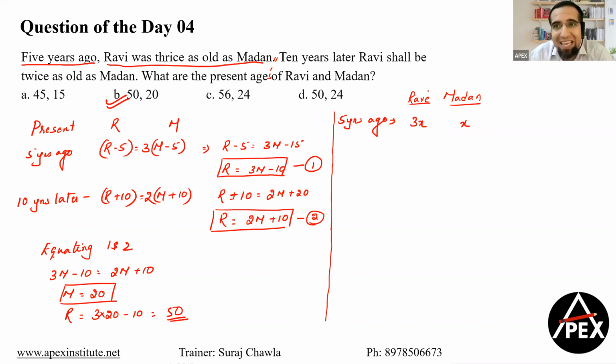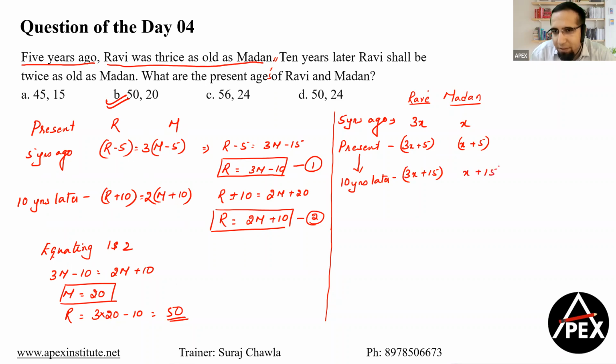Now when the question says 10 years later, always remember the question is saying 10 years from the present, because we are always in the present. So from 5 years ago, if I were to come back to the present, the present age of Ravi would be 3x plus 5 and the present age of Madan would be x plus 5. Now from here, 10 years later, again going ahead 10 years from the present, that would be 3x plus 5 plus 10, which is 3x plus 15. And this will be x plus 5 plus 10. This is x plus 15.